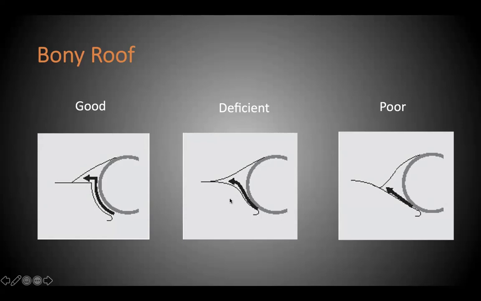As opposed to a deficient bony roof, where you can see that the cliff is slightly sloped. If a person is standing on the edge of the cliff and wants to jump down, he will hit the sides of the cliff, not the very bottom. That is how a deficient bony roof will look. And with a poor bony roof, there will be no cliff, just a small shallow slope.